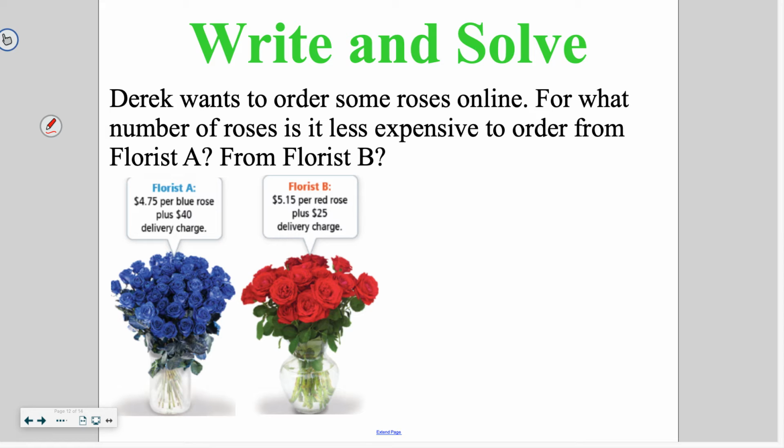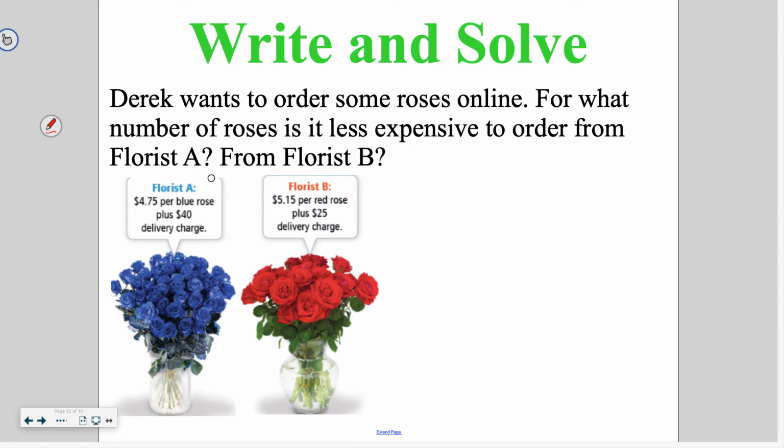Finally, we're going to write and solve our own inequalities. So Derek wants to order some roses online. For what number of roses is it less expensive to order from florist A? And then the second part of the question is from florist B.